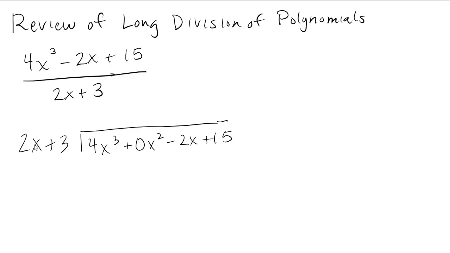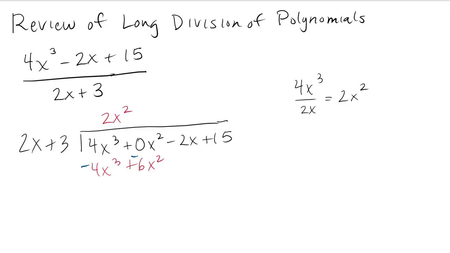I divide 4x cubed by 2x. That's 2x squared, so the first term of our quotient is 2x squared. I multiply down. 2x squared times 3 is 6x squared, and now you see why I put in the x squared term. It gives me a place to line that up. 2x squared times 2x is 4x cubed. Always a good sign if these match. If these don't match, you've made a mistake.